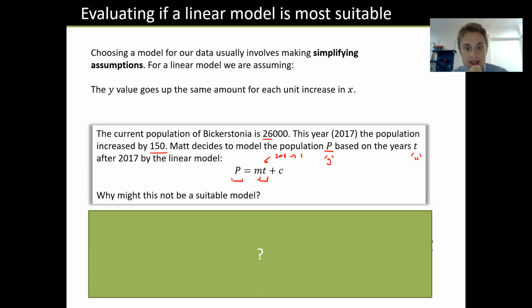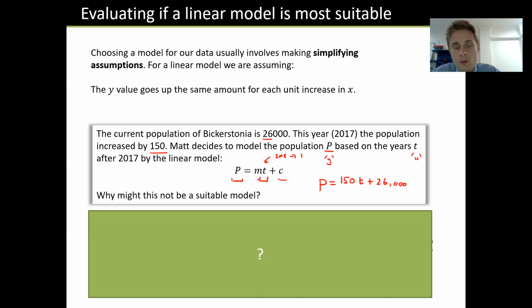Okay. C, what would C be? Well, C is like the initial, because at the start, t will be 0, so you'll only have this, so it would be 26,000. So we could make the model like this. So the gradient is 150, because for each 1 year, the population goes up by 150. So we could write this here. This is essentially the model that he's using.